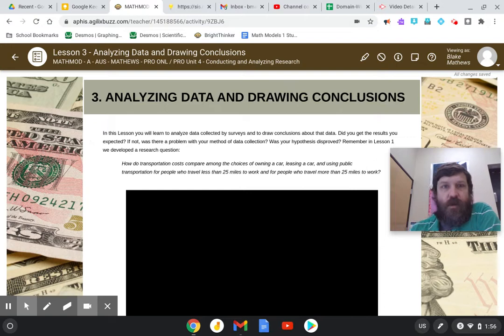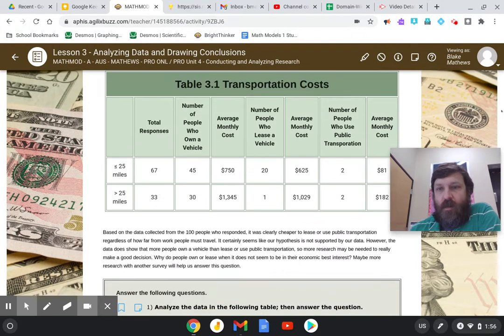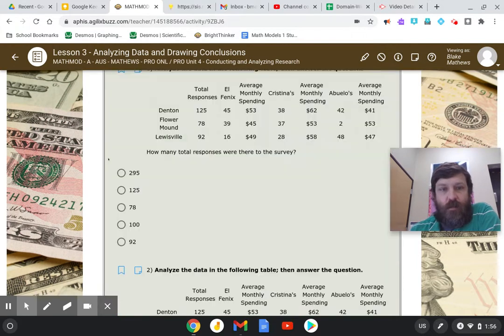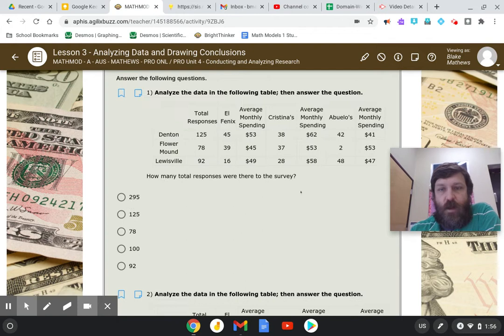All right, this is the Math Models Unit 4 Lesson 3 video over analyzing data and drawing conclusions. Not much to say about this except that the way this is set up is you're going to be given a table of information. Basically, the information comes from the things we saw in Lesson 2, like the different categories that we dealt with. And then we have a table of information. And then we basically just answer questions about that table and the data that it shows.